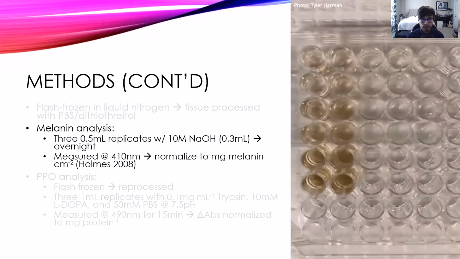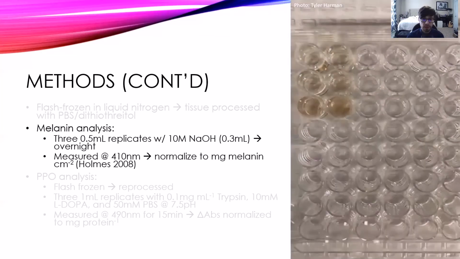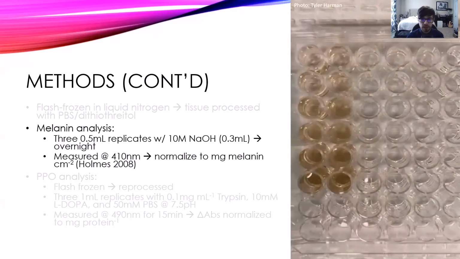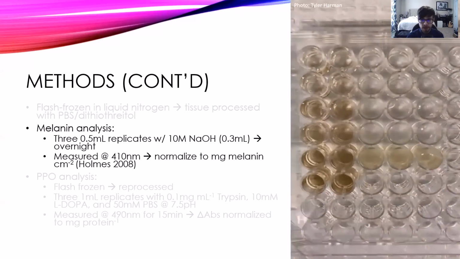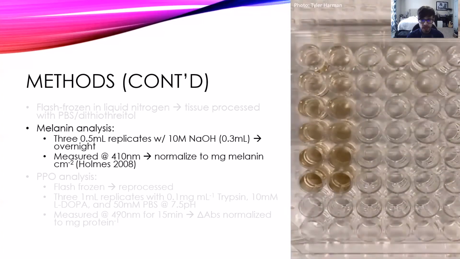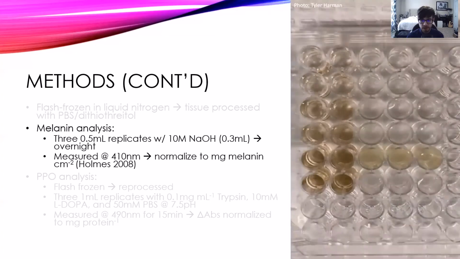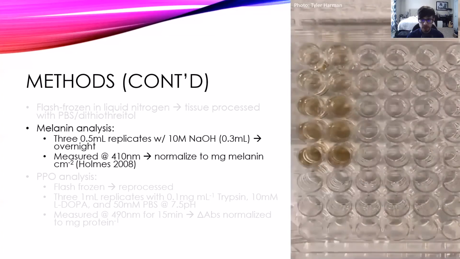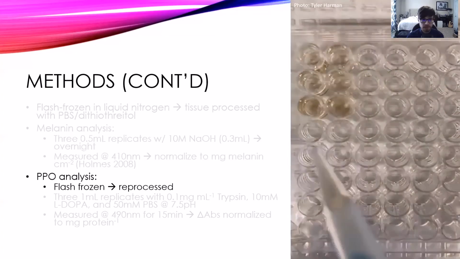In order to determine the amount of melanin based on the size of each fragment, we took surface areas of each fragment, which we calculated using a modified paraffin wax technique outlined in Holmes et al. 2008. This gave us the milligrams of melanin per square centimeter of each fragment that was analyzed.